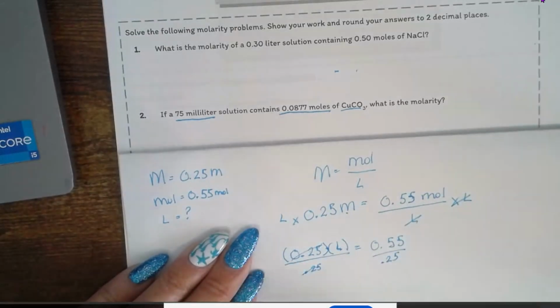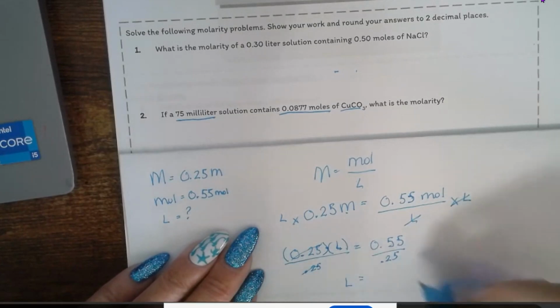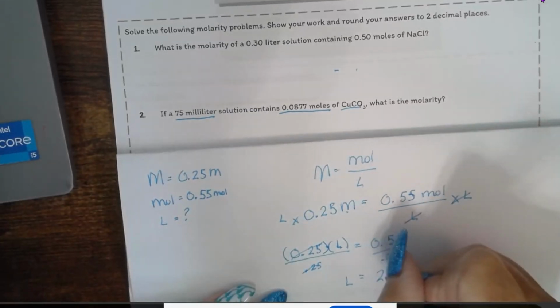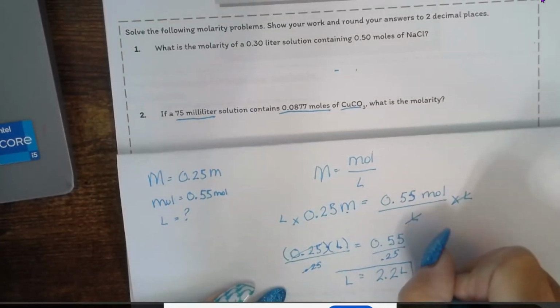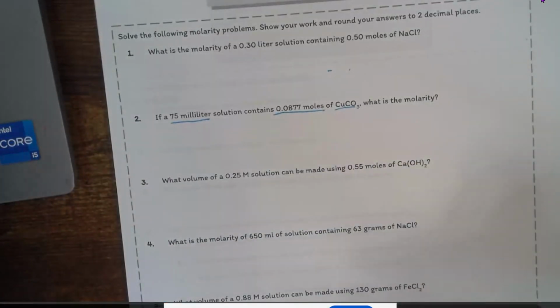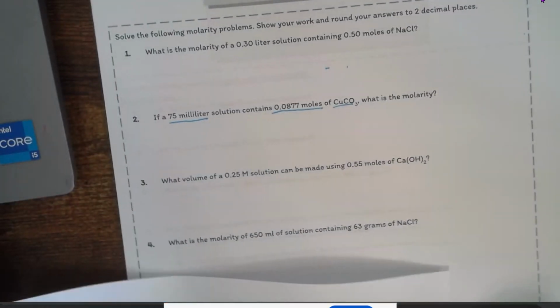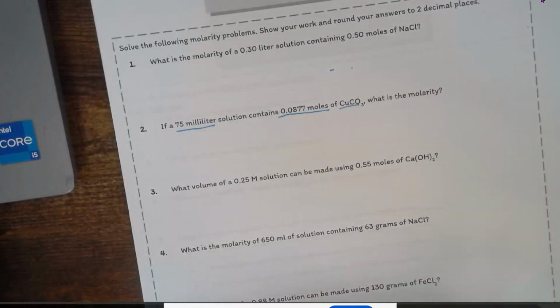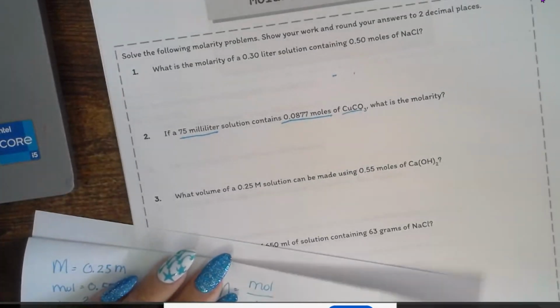Okay, so that cancels out. So my volume, liters, is going to be 0.55 divided by 0.25, which gives me a volume of 2.2 liters. Okay, so what you should be seeing as we go through these is there's not just a single way to carry out these calculations. Each problem can be a little bit different, and it's really important before you get started to know what you need to do.